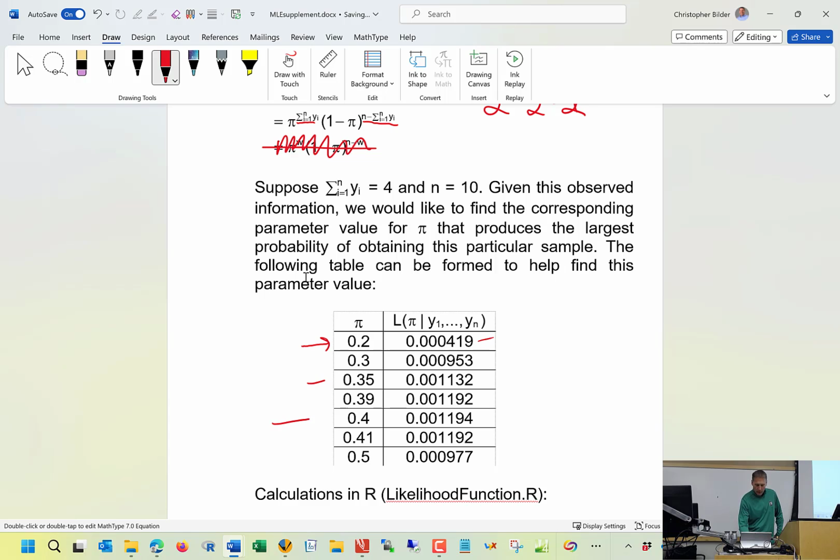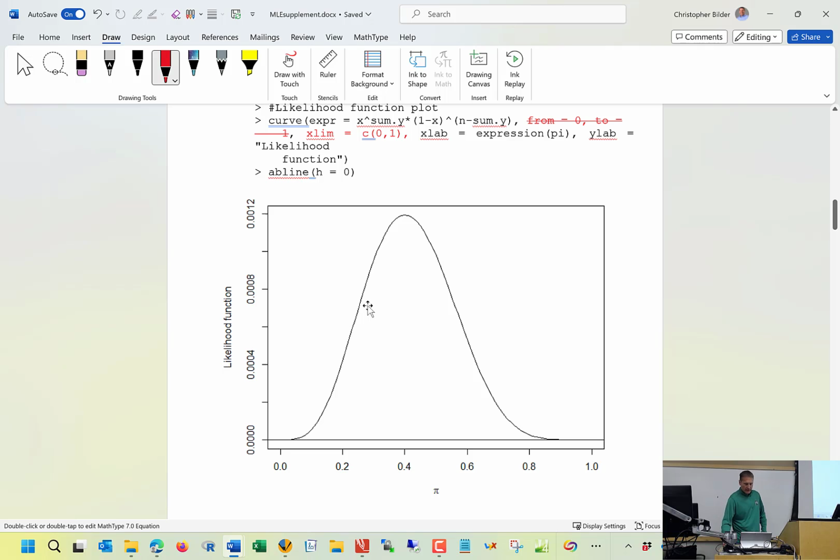And eventually you can get to a point where you see that 0.4 has the largest possible value of the likelihood function. And therefore, we would say that this is the most plausible value for pi. What we have just found here is what's called a maximum likelihood estimate. Pi equal 0.4 maximizes my likelihood function. One could actually plot it out, and you can see that at pi equal 0.4, indeed, that's where my maximum is reached.